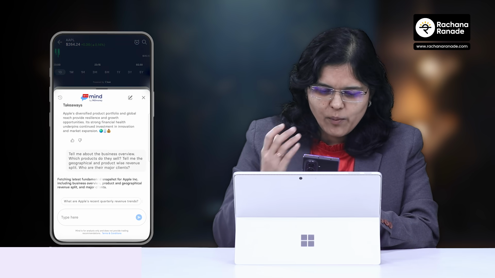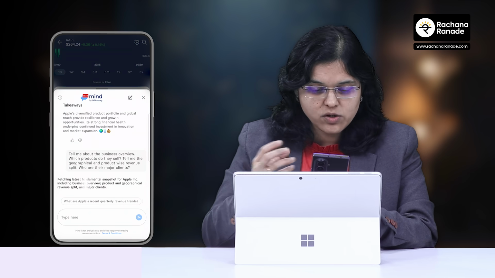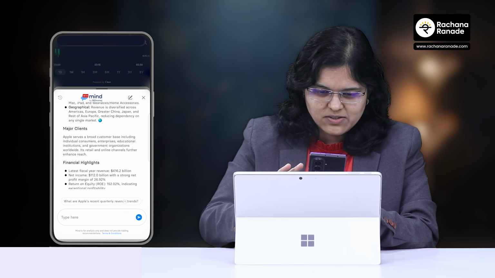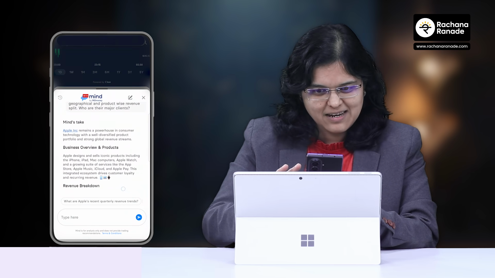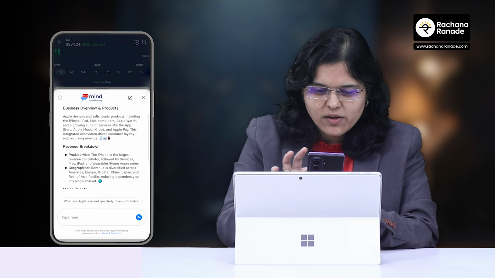It's just taking a moment and then it's saying they are just fetching the latest fundamental snapshots for this company. And yes, this is what we get in a second. This is Mindstake. And what does it say? It tells us about the business overview. You can very clearly see here.